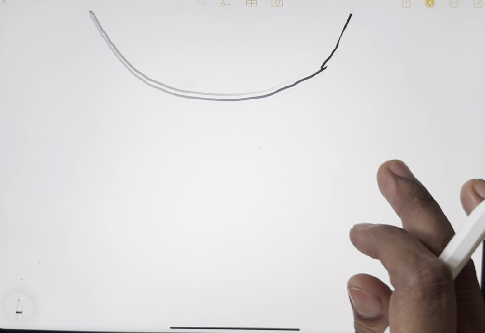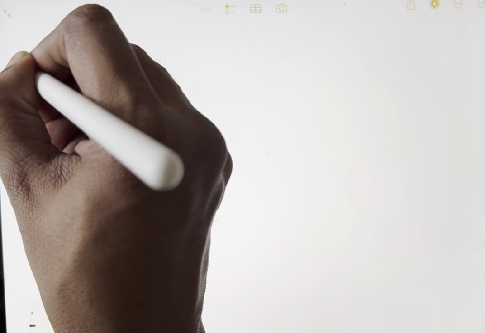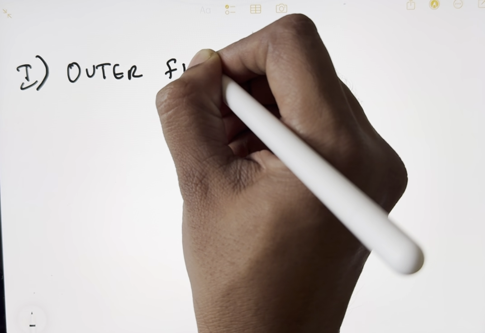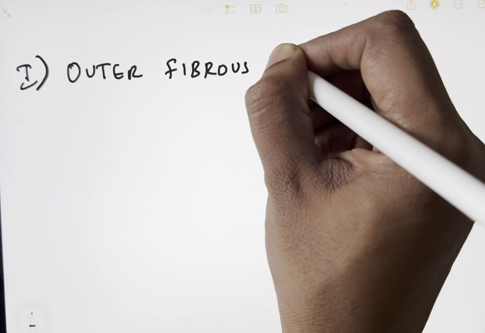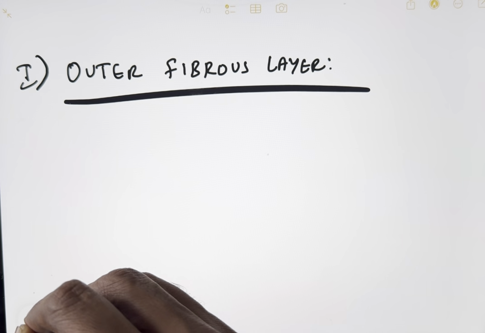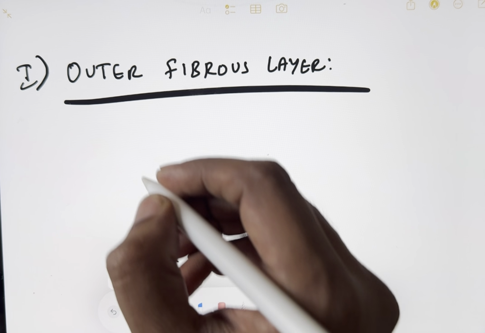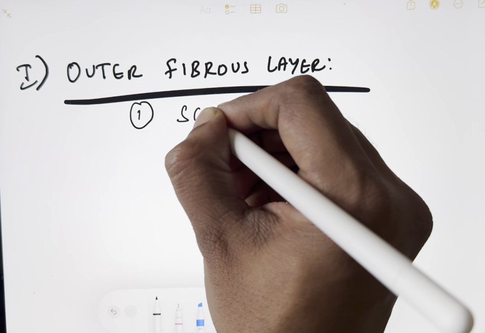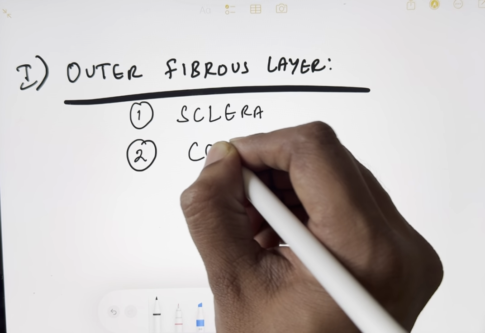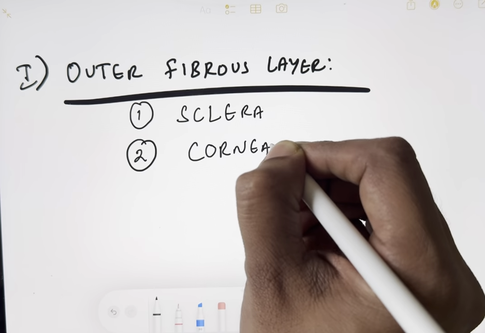So the eyeball basically consists of three layers. The first layer is the outer fibrous layer. This outer fibrous layer consists of two parts. What are the two parts in the outer fibrous layer? One is the sclera, another one is the cornea: sclera and cornea.